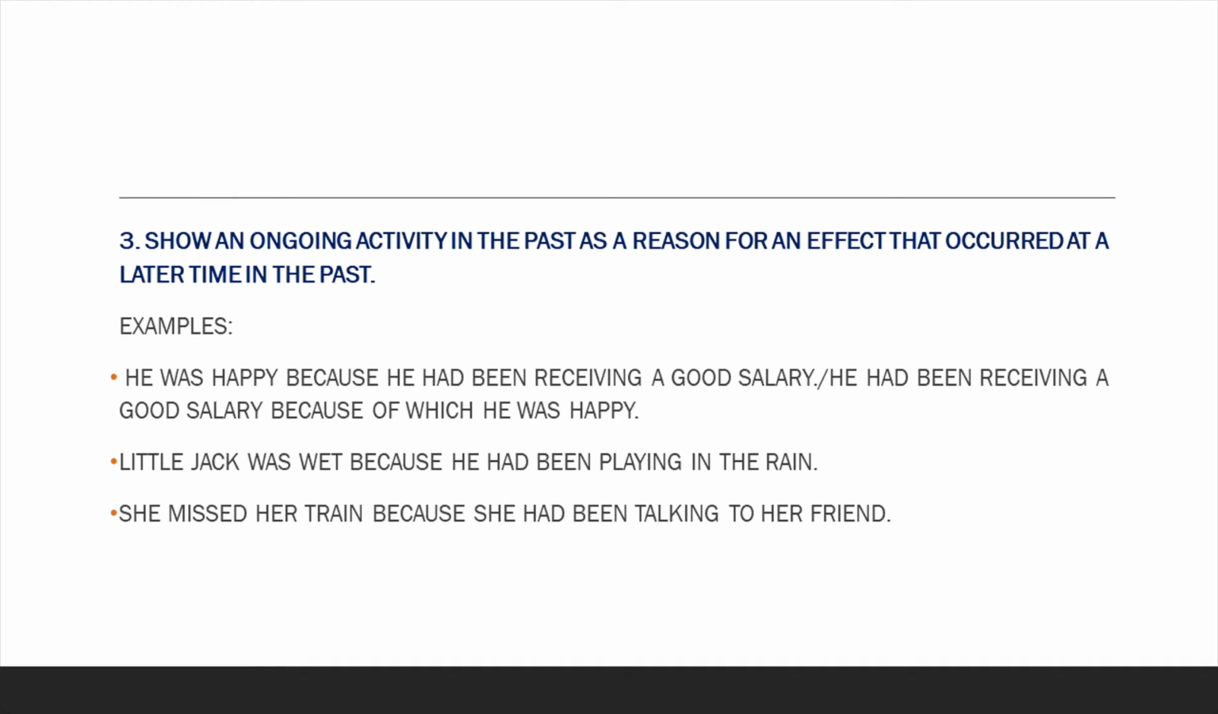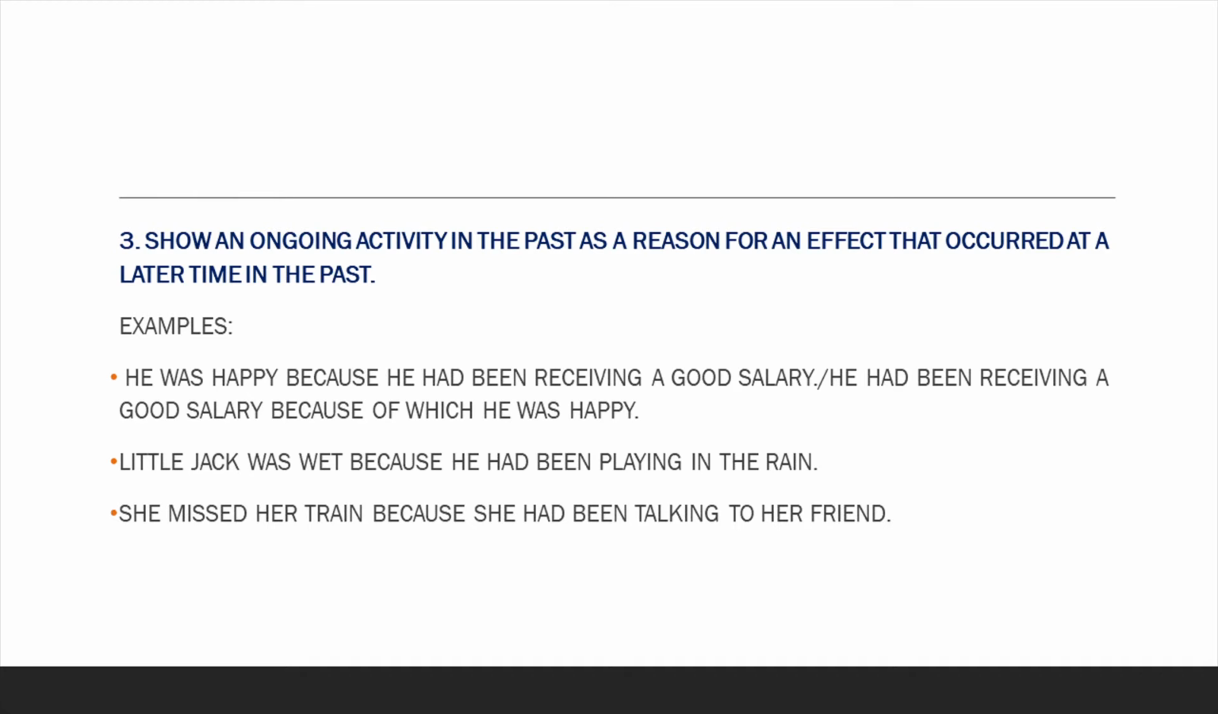Next one. Little Jack was wet because he had been playing in the rain. Okay, so what was the cause? Playing in the rain. And what is the effect? That little Jack was wet. So which one happened before again? Playing in the rain.